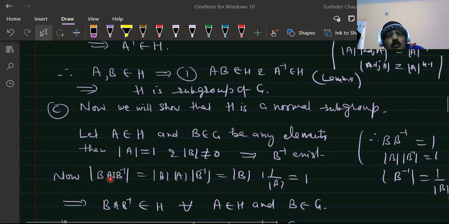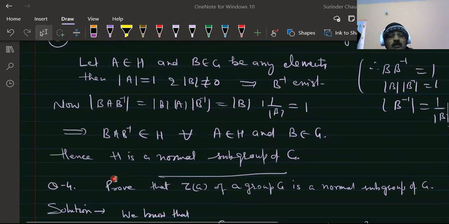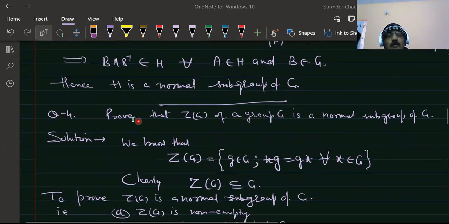Now I will show that B inverse belongs to H. So for B inverse, first we show its determinant is equal to 1, and then if it is equal to 1, it belongs to H. So determinant of B inverse is equal to the product, determinant of B inverse is equal to 1 upon determinant of B. Determinant of A is equal to 1, so the B terms cancel, and it is equal to 1. This implies B inverse belongs to H for all A belonging to H and B belonging to G. Hence, H is a normal subgroup.